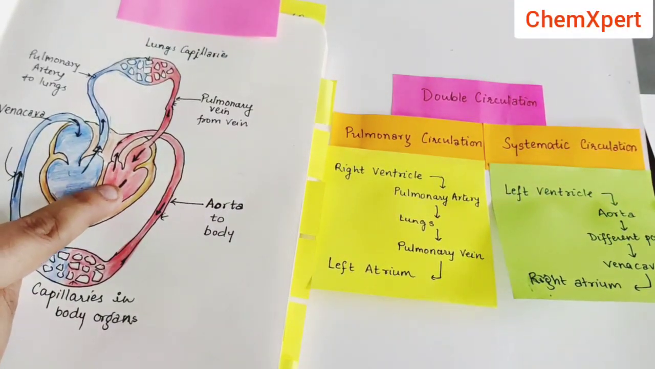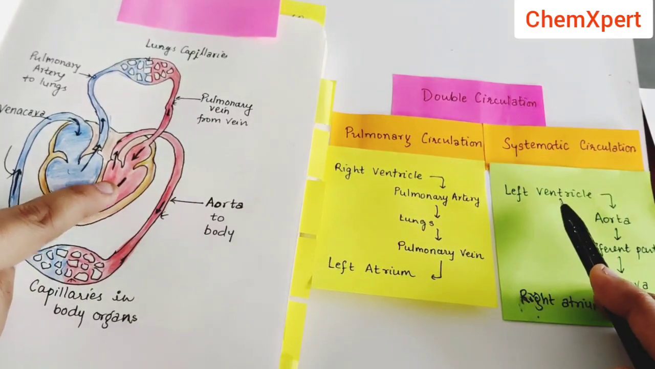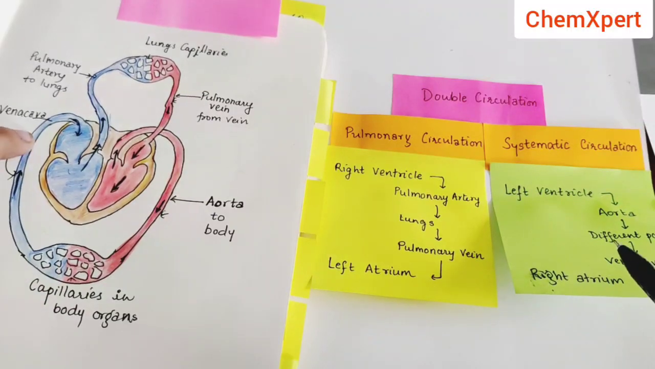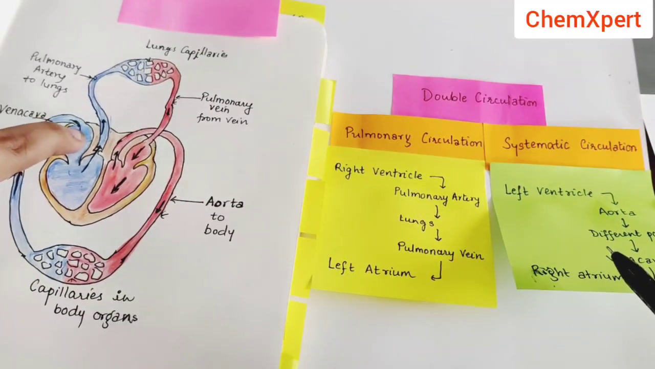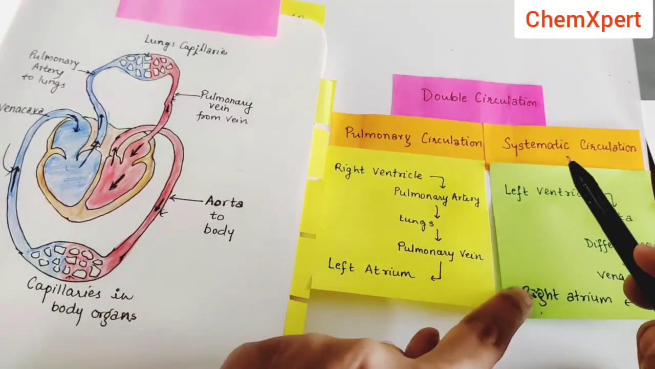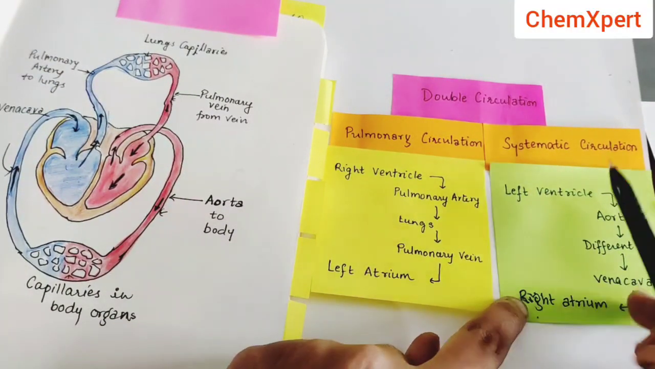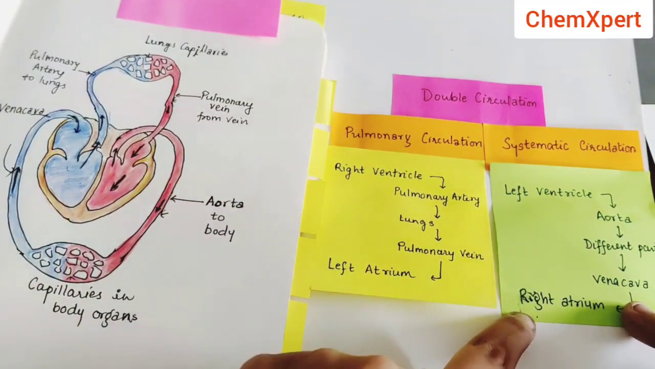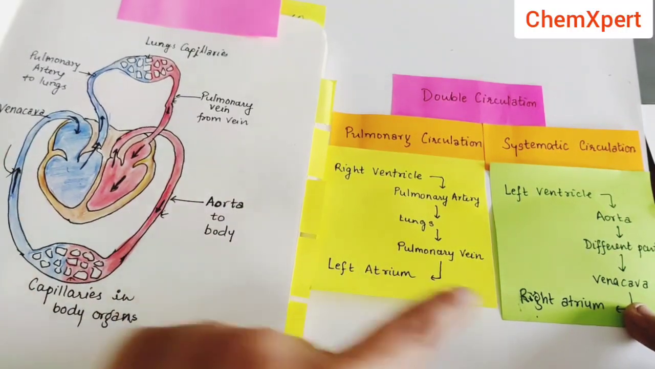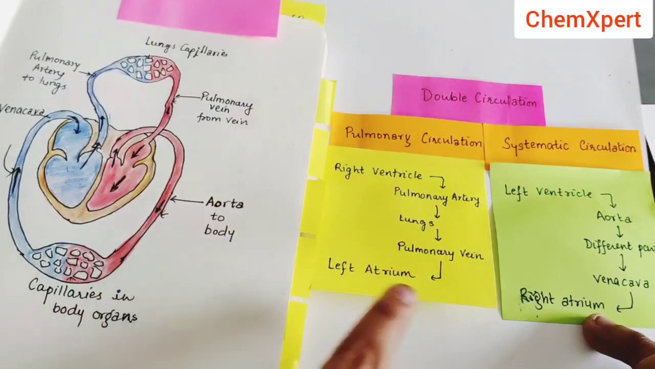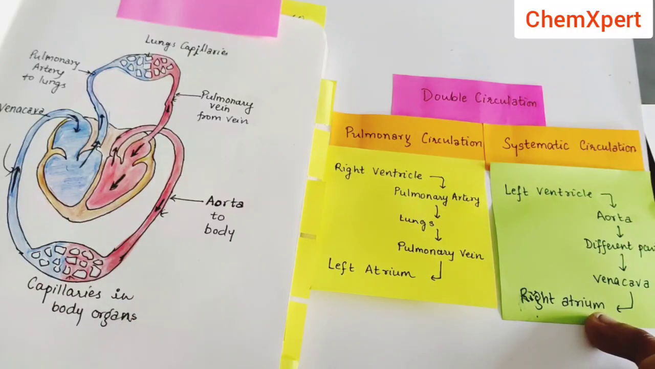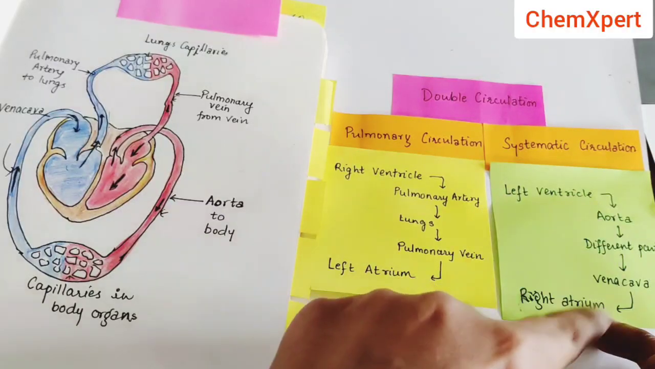Now the rest part is the systematic circulation, which includes the rest of the movement, that is from the left ventricle to the aorta, then to the different parts of the body, then to the vena cava, and then to the right atrium. Again I am repeating, systematic circulation involves the left ventricle, just see here, left ventricle to the aorta, then into the vena cava, and then finally into the right atrium. So why is it called double circulation? Because blood travels 2 times in the heart in one circulation, known as pulmonary circulation and systematic circulation.